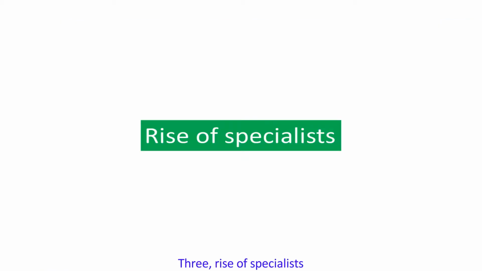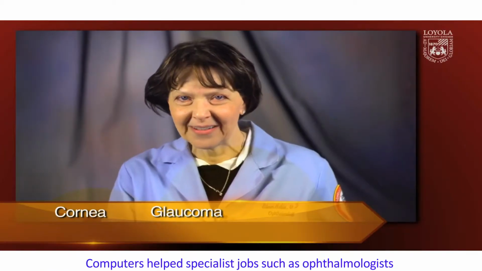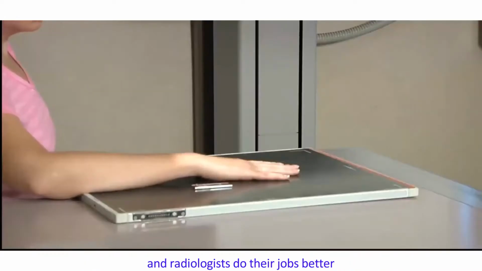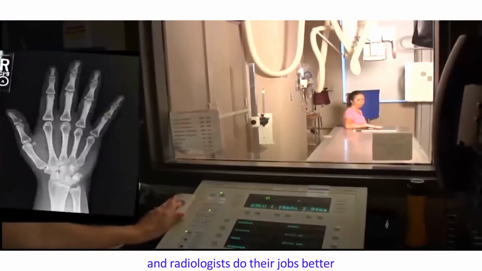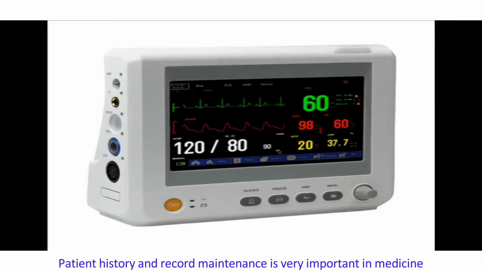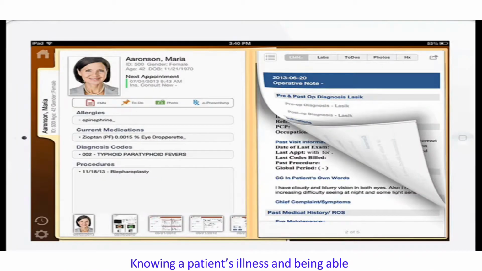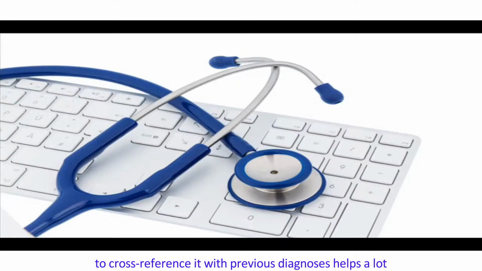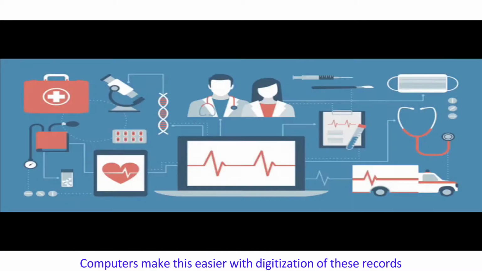3. Rise of specialists. Computers help specialist jobs such as ophthalmologists and radiologists to do their jobs better. 4. Record storage. Patient history and record maintenance is very important in medicine. Knowing a patient's illnesses and being able to cross-reference it with previous diagnoses helps a lot. Computers make this easier with the digitization of these records. Such digitization also reduces costs, since no longer do people need to physically store and retrieve those records.